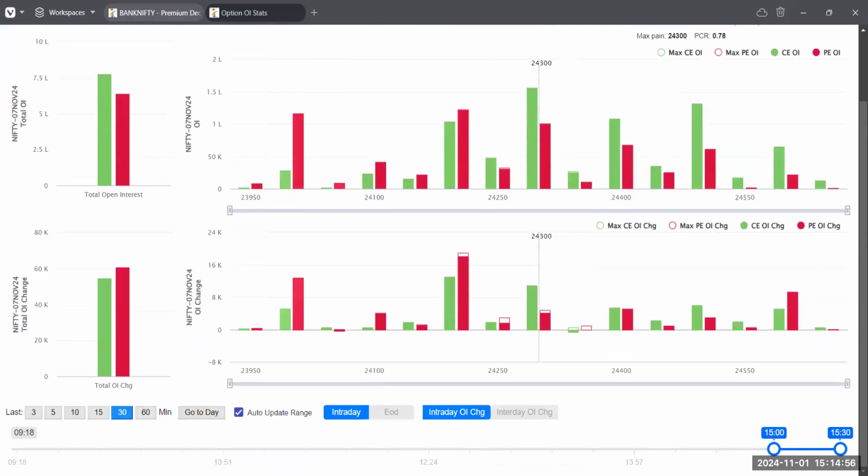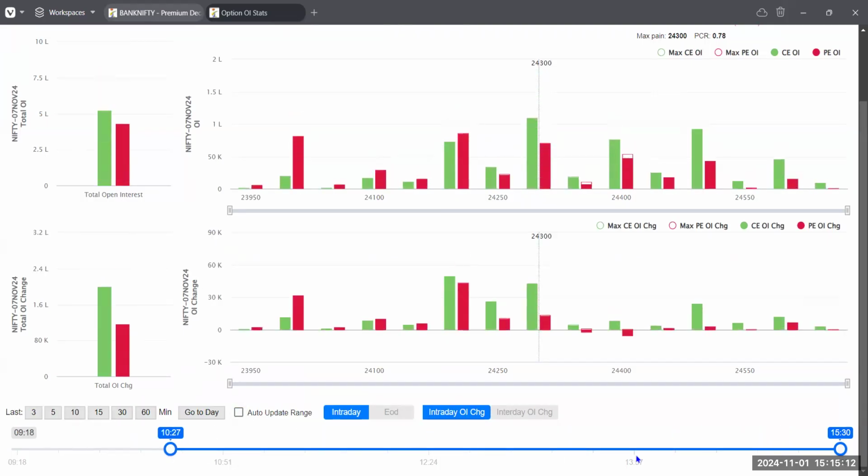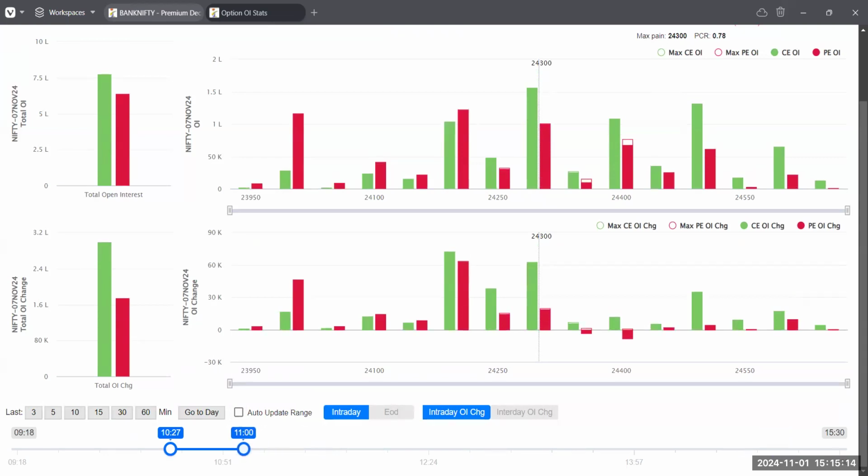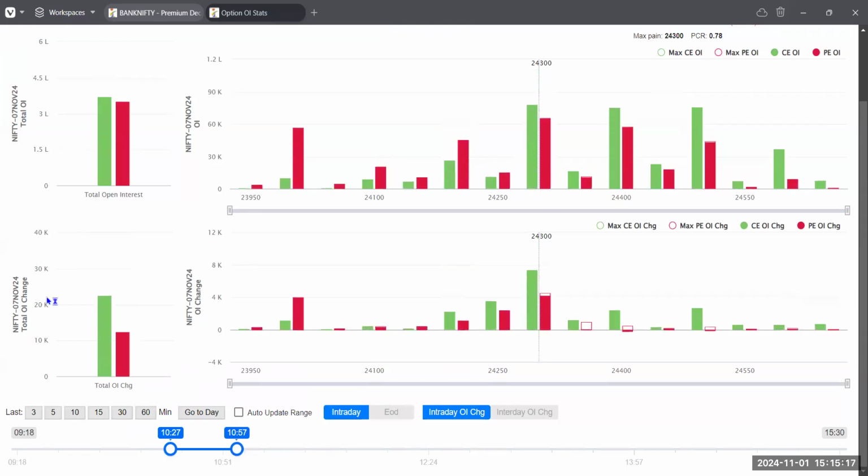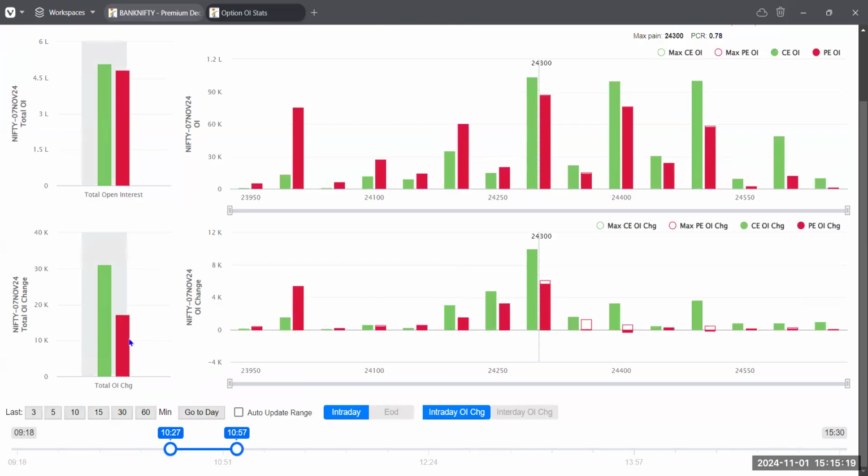So for these strikes, what is the total OI change in the last 30 minutes? The most recent 30 minutes, from here, the last 30 minutes is 3 to 3:30. It's telling you what the OI change is. If you uncheck this auto update range, then during daytime, this is what it will do. Whatever is happening within these 30 minutes, it will automatically keep updating once you have this selected.